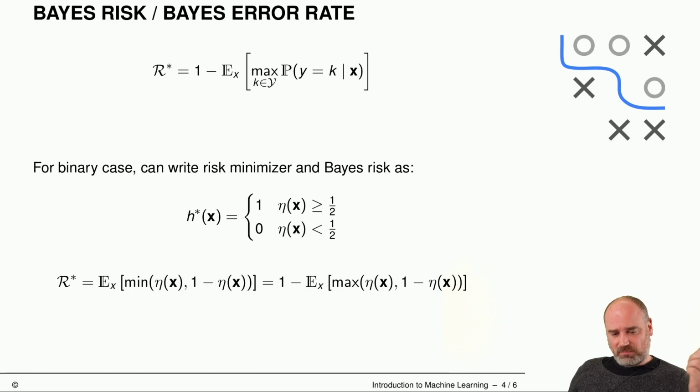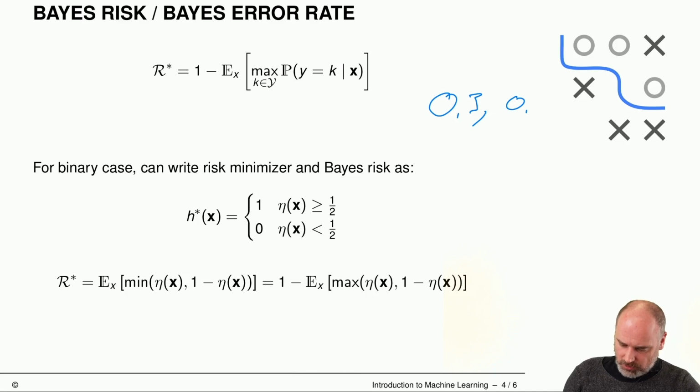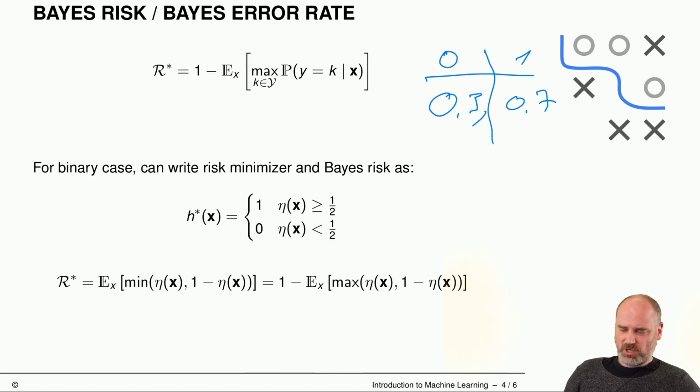Maybe let's do one example. Maybe it's binary classification, and the two conditional probabilities would look like that. So that would be class 0, that would be class 1. Which class would we predict? Well, the one that's most probable. That's the one with 70%, right?